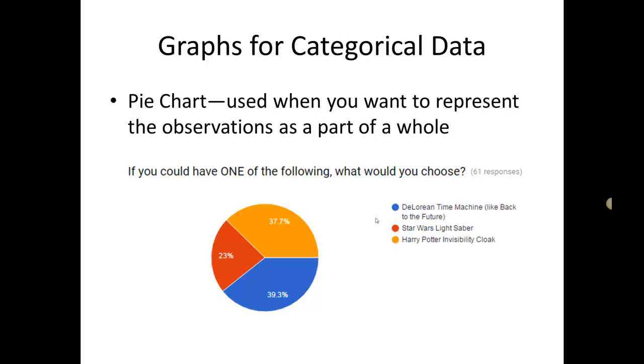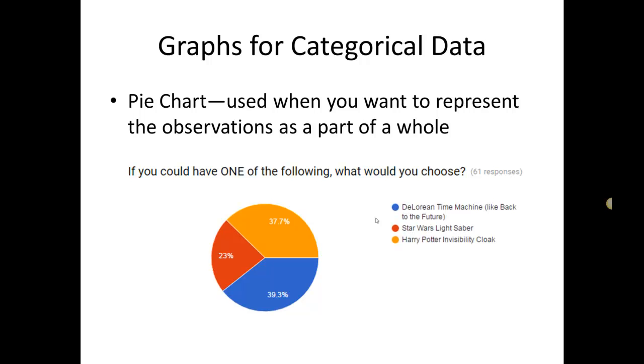There's a couple of different graphs that we can use for categorical data. The first one is a pie chart. We use a pie chart when we want to represent the observations as a part of a whole. So for example, here's another question that I asked some statistics students. I asked them, if you could only have one of the following, which would you choose? A DeLorean time machine, a Star Wars lightsaber, or a Harry Potter invisibility cloak? And you can see what the results were here.